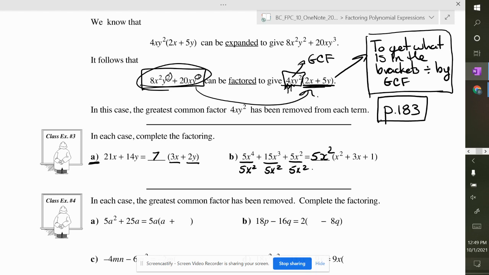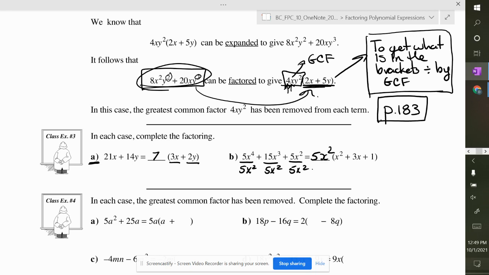There's two ways to do this. You can go 5 divided by 5 is? X squared over x squared is? X to the 0. Anything to the 0 power is? 1. Or you can just know that anything divided by itself is 1. Okay? So that's how you get that.